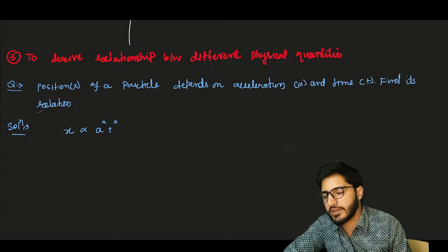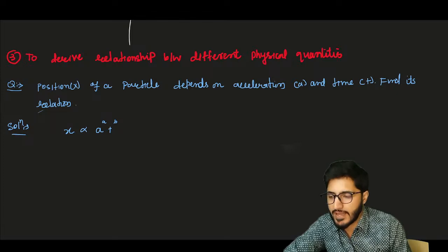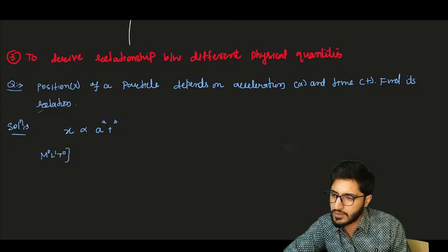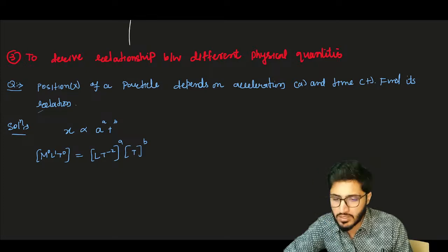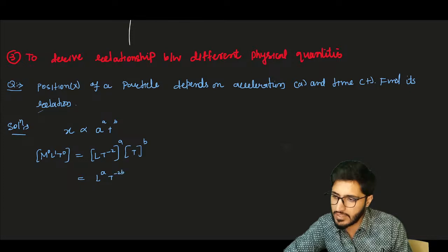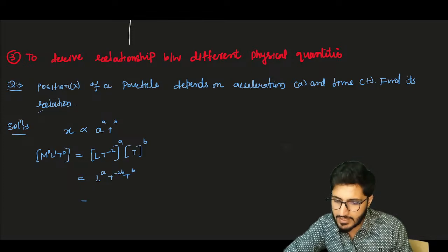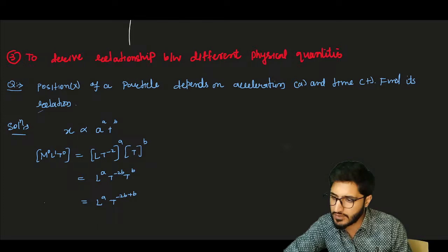So now how can we do the numerical? x is a length. So what is the dimensional formula for x? It is M^0 L^1 T^0. It is equal to, what is acceleration? It is LT^-2 to the power a. Time is T, power b. So I can write it as L^a T^-2a and T^b, that is L^a T^(-2a+b), equal to M^0 L^1 T^0.